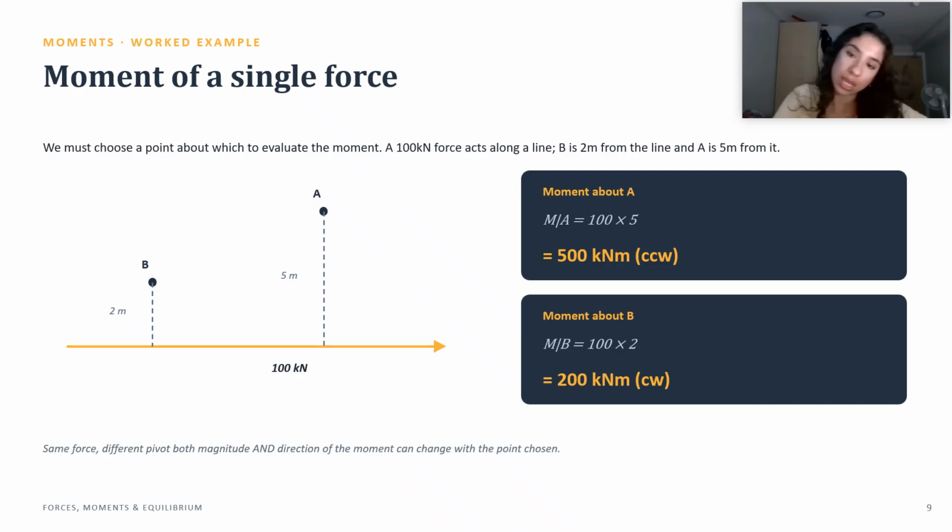Now on pivot B, it's actually 2 times 100, and 2 times 100 is 200 kilonewton meters, which gives you clockwise. Now, how is it clockwise? Well, that is because if we go counterclockwise, that will be the moment acting on pivot A. So we have to go clockwise for the moment to be on the pivot B.